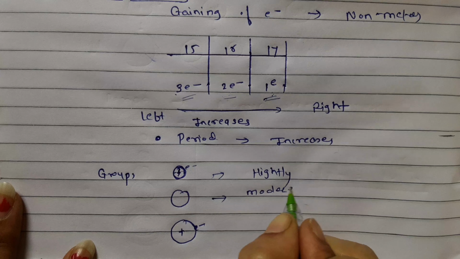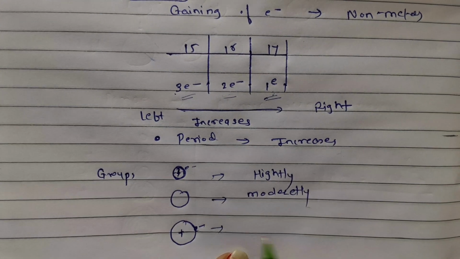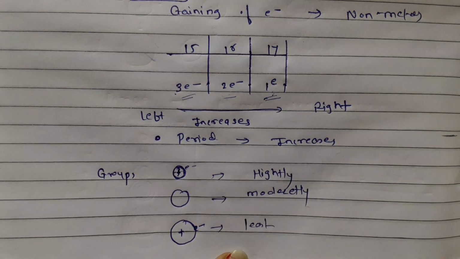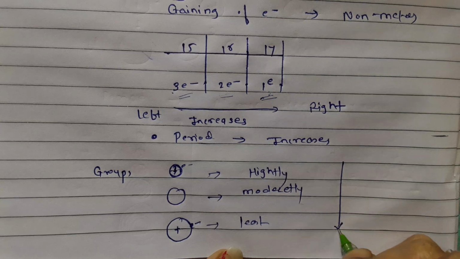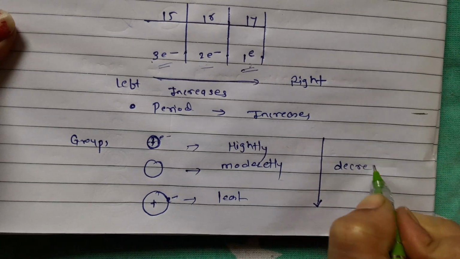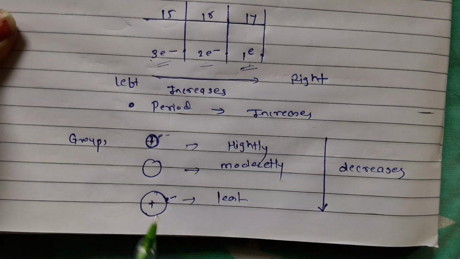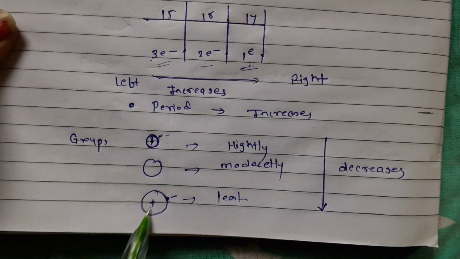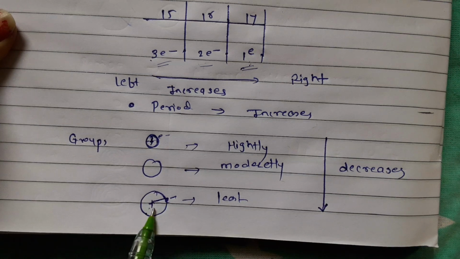And the atom with a bigger atomic size is less or least electronegative. So as we move down in a group, the electronegativity decreases. It decreases because atomic size increases. So the distance between the positive nucleus and the outermost electron also increases. So it is difficult for such an atom to accept the electron easily.